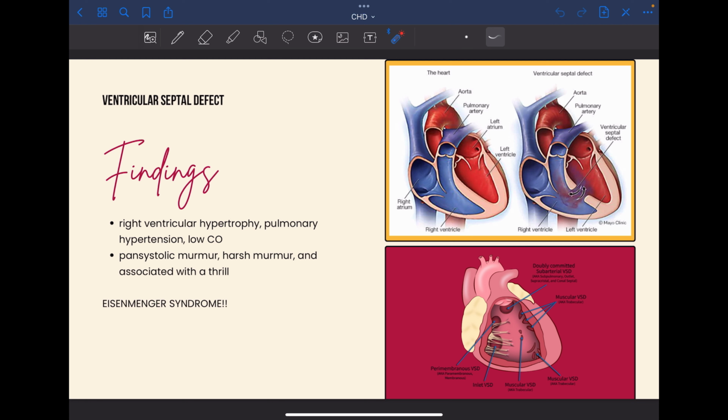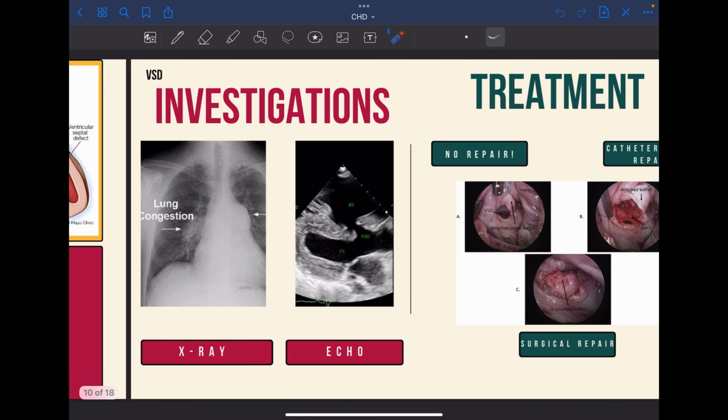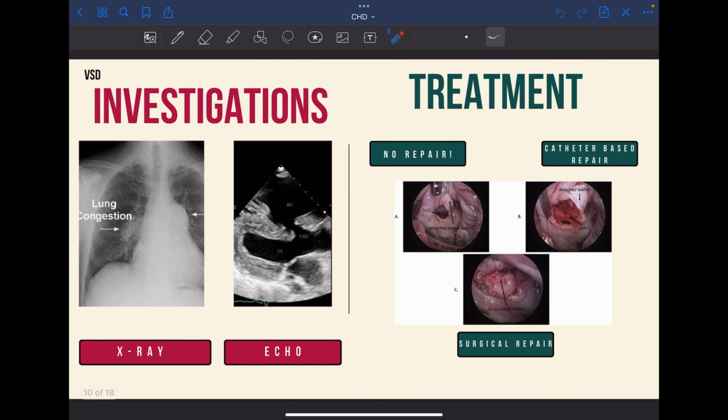Again, Eisenmenger syndrome is also present in VSD, but usually develops a lot quicker, so the shunt can shift or reverse very quickly compared to ASD. For investigations or for diagnosis, very similar. An ECG can be done to see the right ventricular hypertrophy.